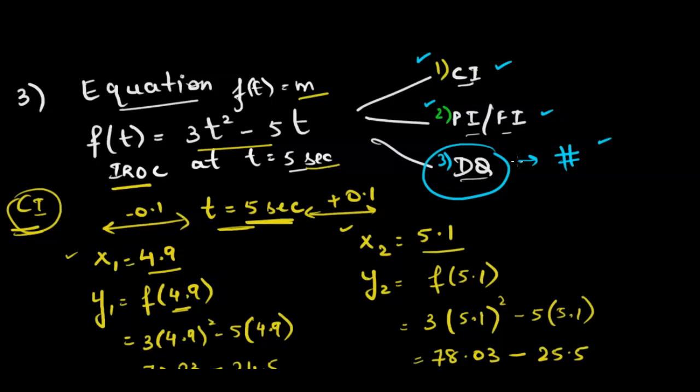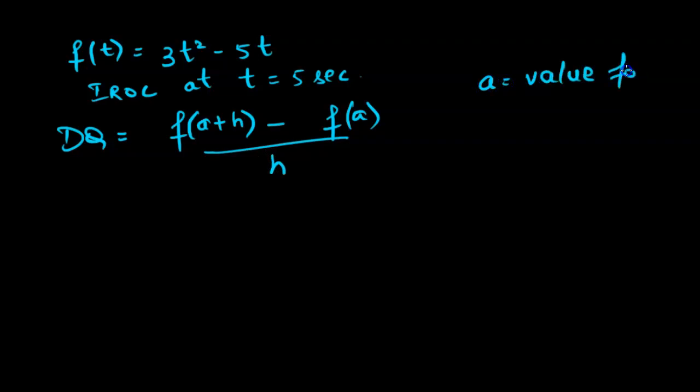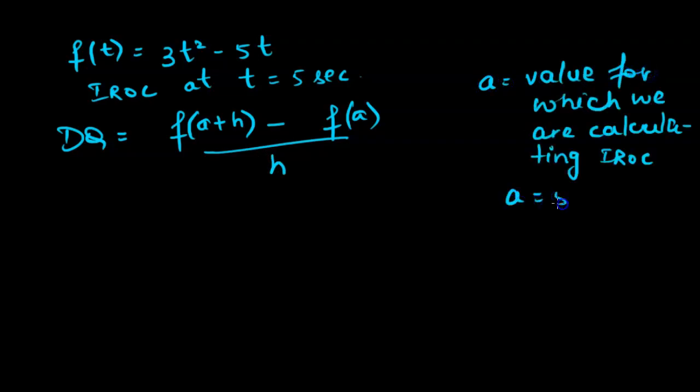Let's learn how to do difference quotient on the same question at the same time. The equation that we were given is f(t) equal to 3t square minus 5t, and we're supposed to find out IROC at t equal to 5 seconds. Now difference quotient has a formula, and the formula is f of a plus h minus f of a divided by h. This is the most important method to find out IROC. A is always the value for which we are looking for IROC. In this case, a is equal to 5 because we are calculating IROC for 5 seconds. The role of h we will discuss at the end.